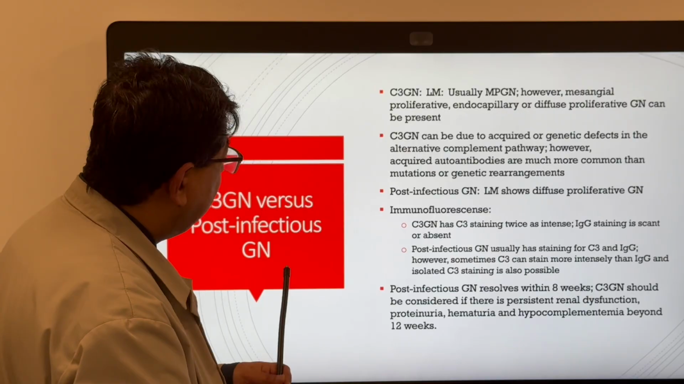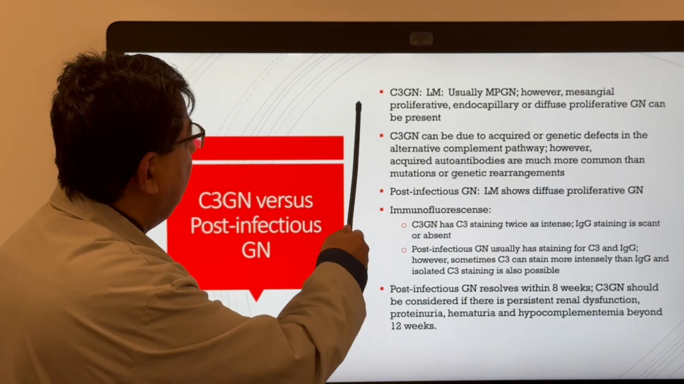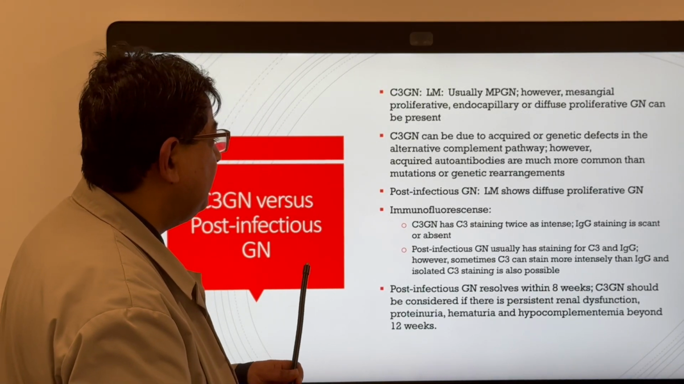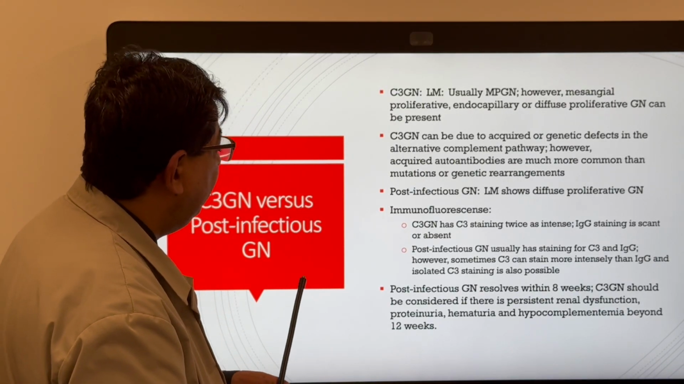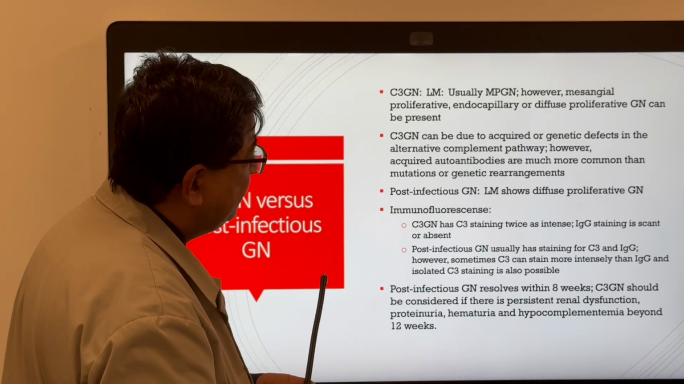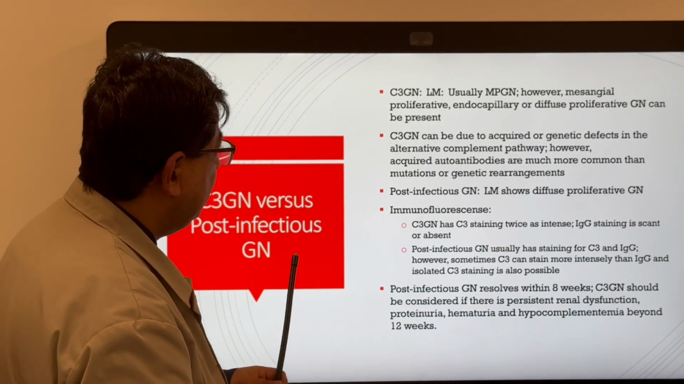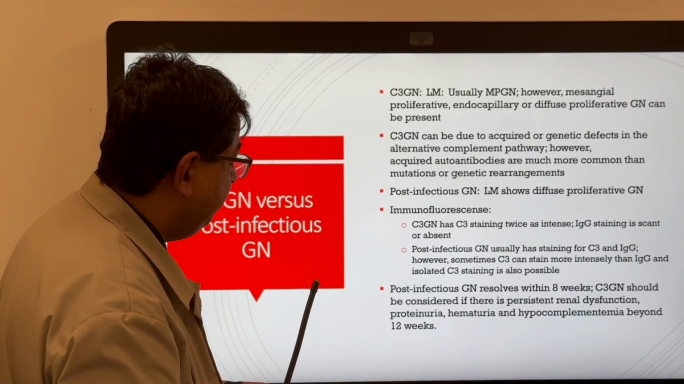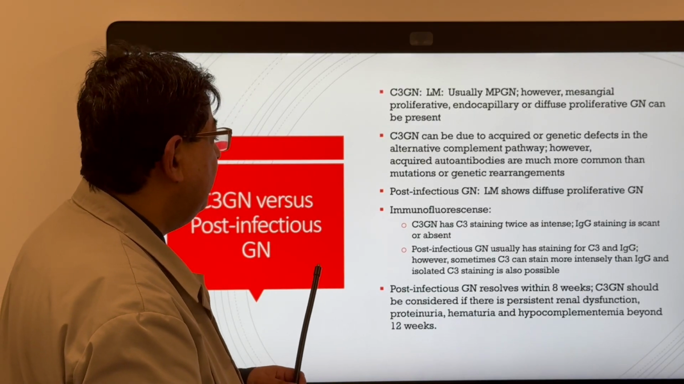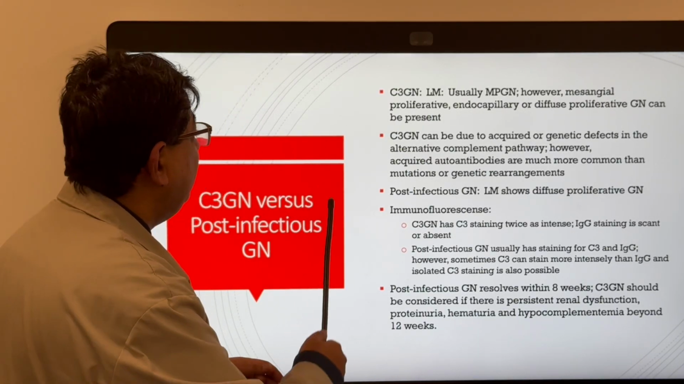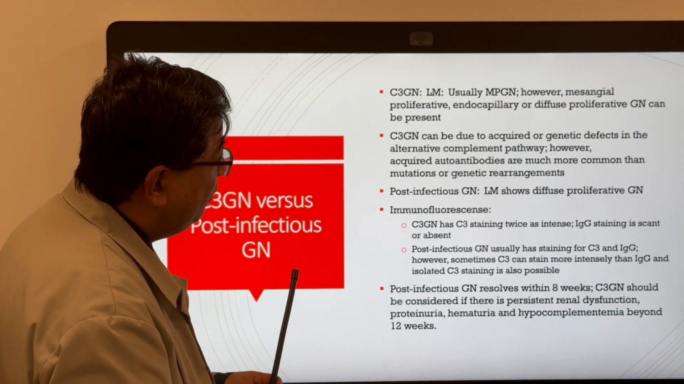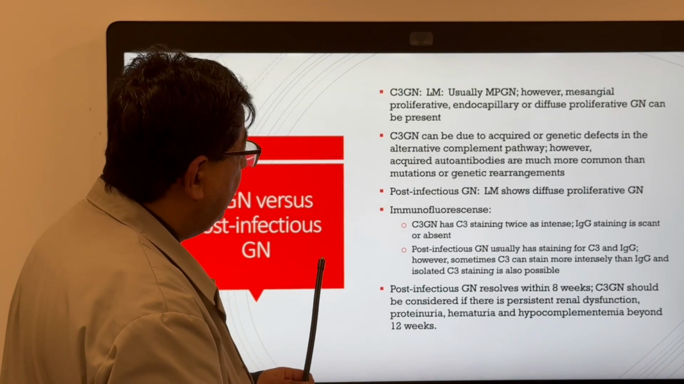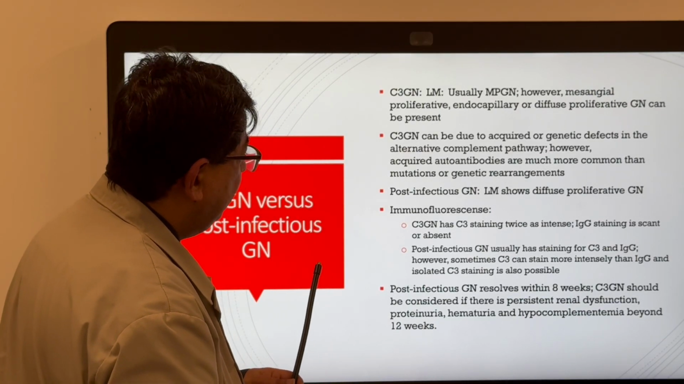So things to think about here is that C3 GN is typically MPGN. It's membranoproliferative. But other processes can occur. Mesangial proliferative, endocapillary, or diffuse proliferative GN can be present. So just because it's not MPGN doesn't mean that it's not C3 GN. And as most of us know, C3 GN can be acquired or genetic, but actually acquired autoantibodies are much more common than mutations or genetic rearrangements.